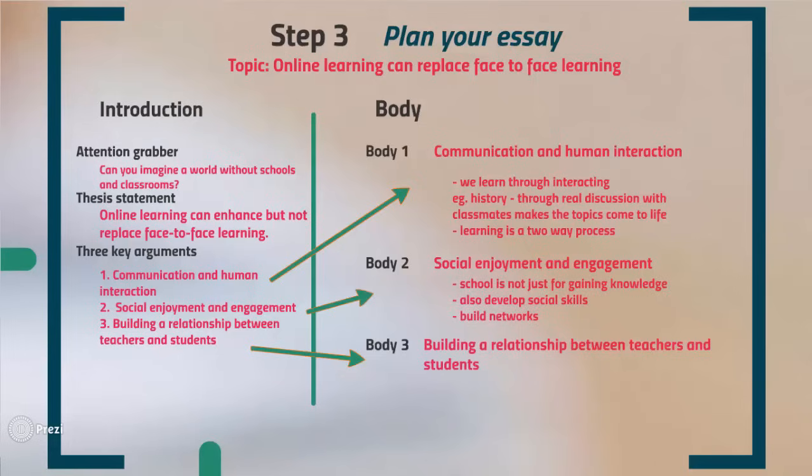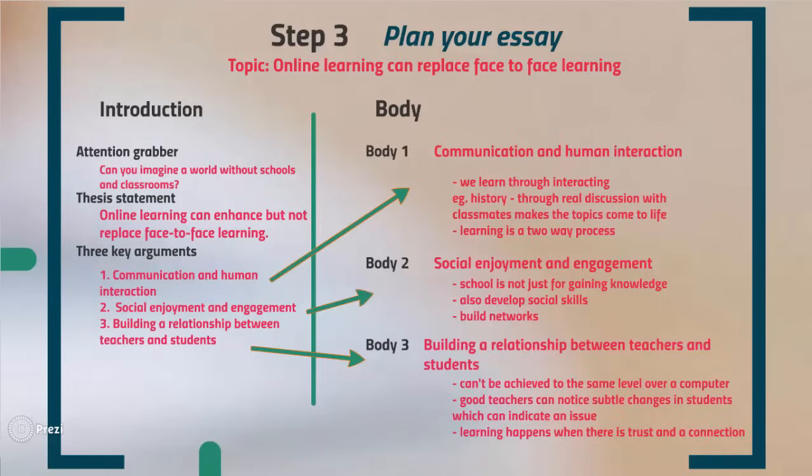Body 2, social enjoyment and engagement. My evidence and examples are: school is not just for gaining knowledge. It also develops social skills and builds networks. So for my final key argument, building a relationship between teachers and students can't be achieved to the same level over a computer. Good teachers can notice subtle changes in students which can indicate an issue, and learning happens when there is trust and a connection.